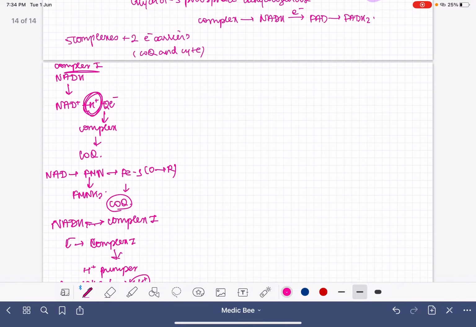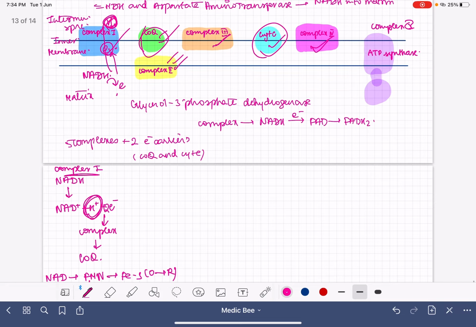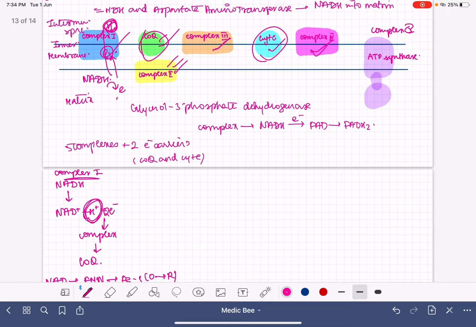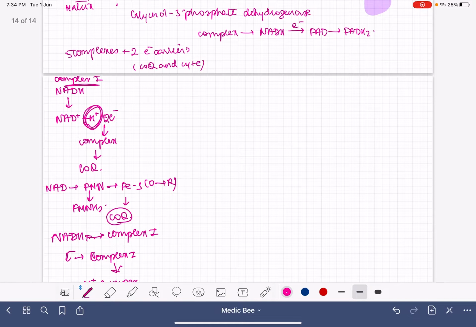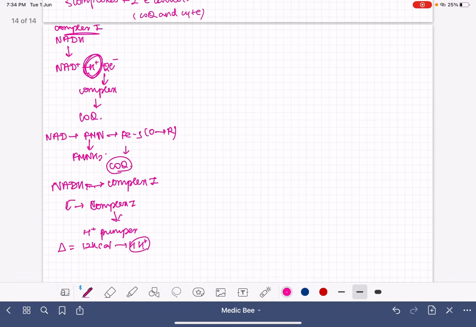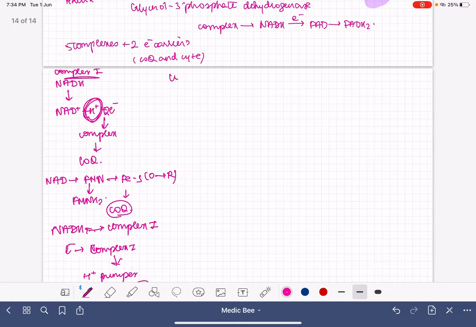So electrons are accepted by the complex 1. The complex 1 does not as such accept, it is just passing on the electrons to the next structure, and in this way it gets activated, and this activation will help transport 4 protons to the outside of this membrane, from the matrix to the intermembrane space. Now coming to complex 2.